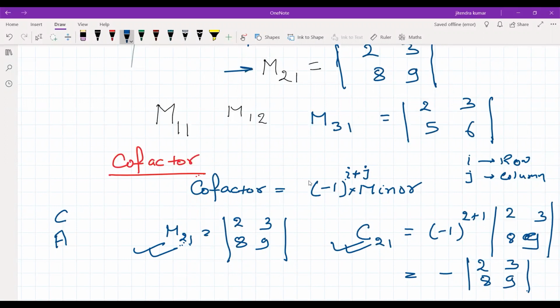So this is just the difference between the minor and cofactors. To find the cofactor, you will have to first find the minor. Without finding the minor, we can't find the cofactor directly. So cofactor is related to minor only.